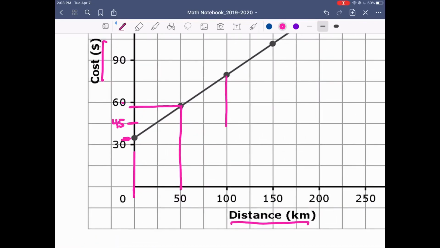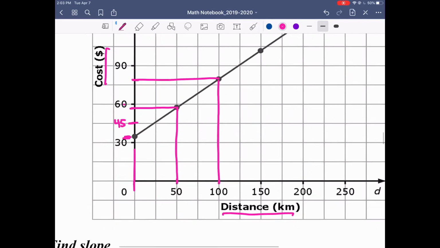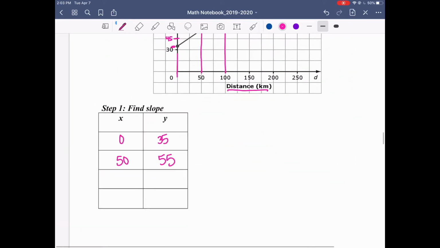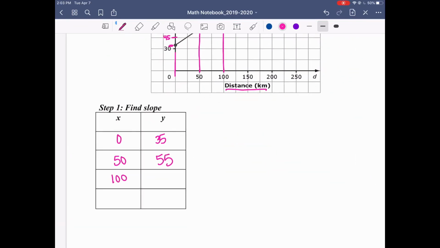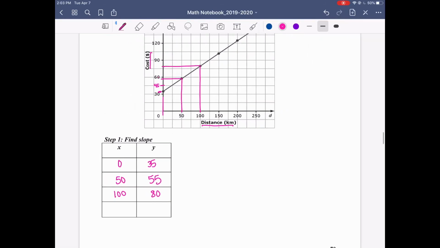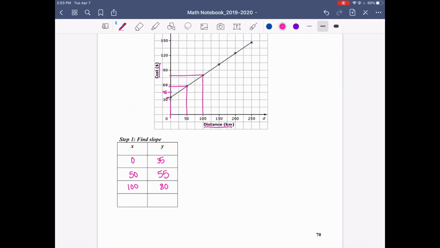So when x is 100, what would y be? Okay, maybe around 80. So when x is 100, y is 80. And you can keep going if you'd like, but realistically, you only need 2 sets of points. You don't even need to go beyond 2.